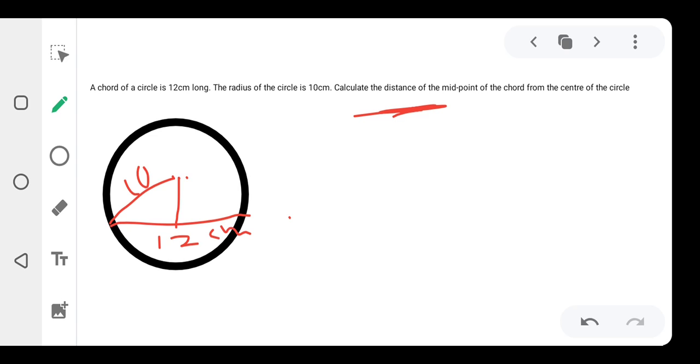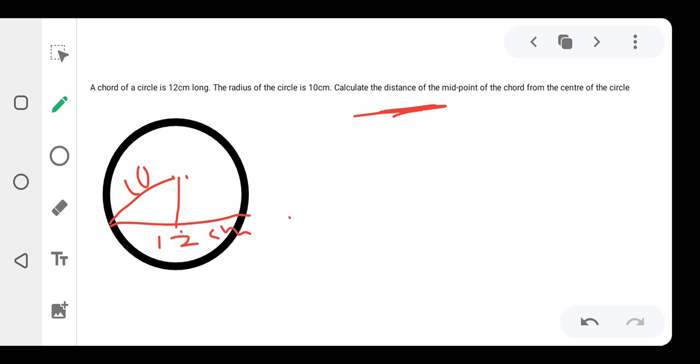Let's talk about the question again. A chord of a circle is 12 centimeters long. The radius of the circle is 10 centimeters, which is this 10 centimeters that we have here. Calculate the distance of the midpoint of the chord from the center of the circle. I just want to know the distance of this midpoint, the line that bisects the chord. You understand now? They want to know the distance of this line from the center of the circle.